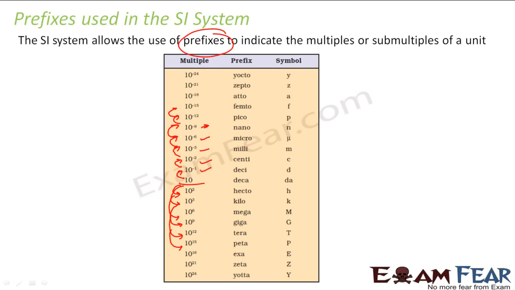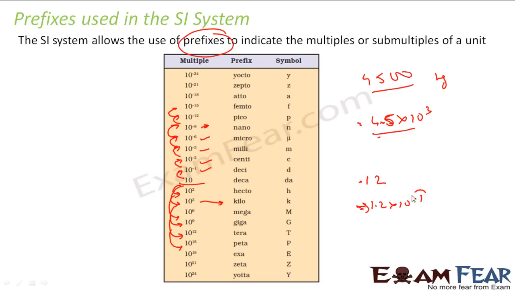For example, I have 4500. I can write this as 4.5 into 10 to the power 3. So if you see, this becomes kilo. So this is 4.5 kg actually. If this is in grams, it's 4.5 kg. So that's why it is like this. Then you can have, for example, 0.12. This you can write as 1.2 into 10 to the power minus 1. So this becomes minus 1.